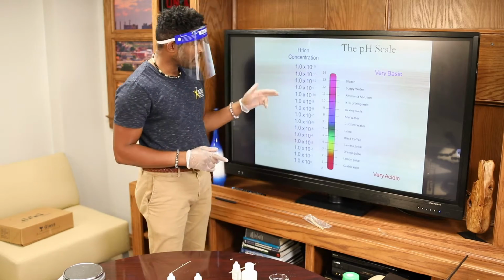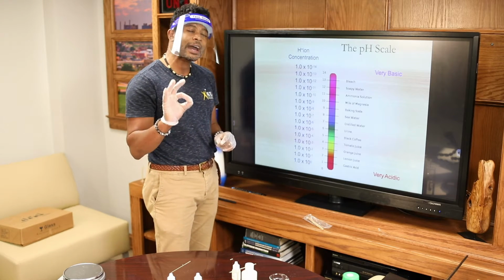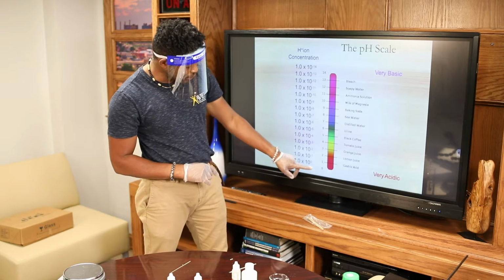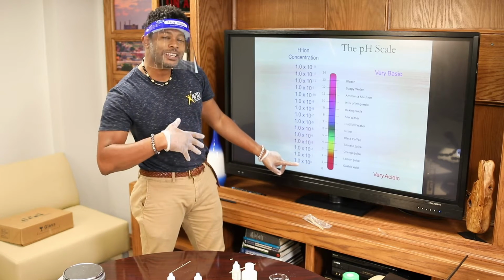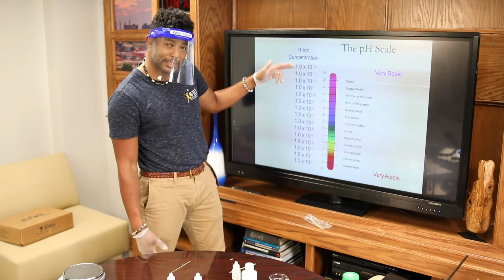Let's pick up our conversation from last week when we were talking about pH, acids, and bases. If you recall, on the pH scale, we're only concerned with the hydrogen ion concentration. And here's what we're saying: the more hydrogen you have, the more acidic a solution is. The less hydrogen you have, the more basic.